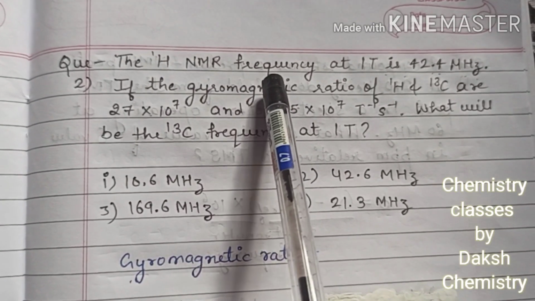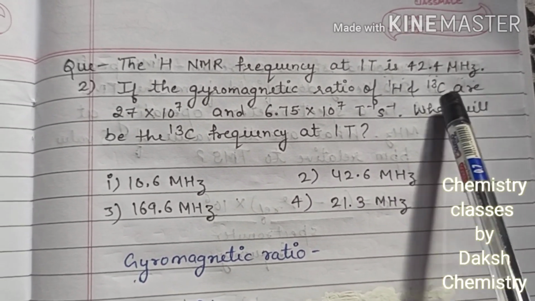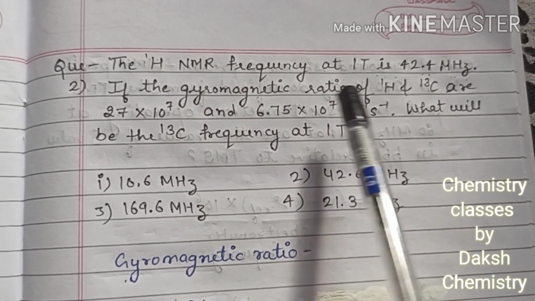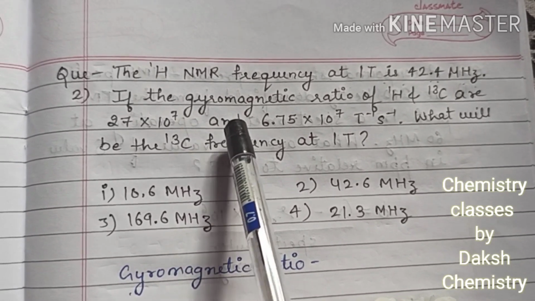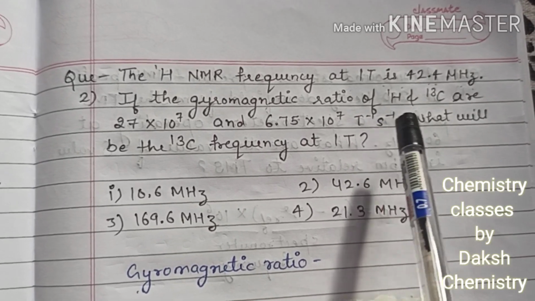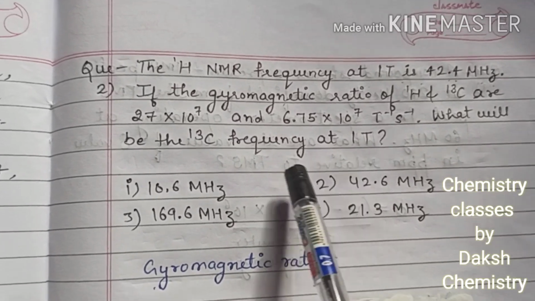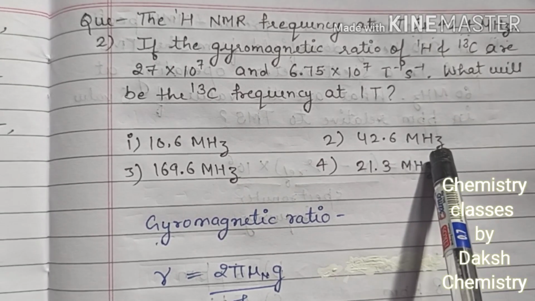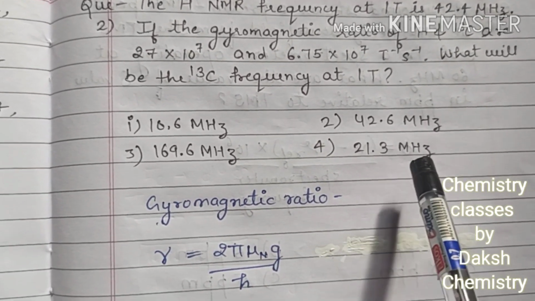Next question: the H1 NMR frequency at 1 Tesla is 42.4 MHz. If the gyromagnetic ratios of H1 and C13 are 27 into 10 to the power 7 per Tesla per second and 6.75 into 10 to the power 7 per Tesla per second, what will be the C13 frequency at 1 Tesla? The given options are 10.6 MHz, 42.6 MHz, 169.6 MHz and 21.3 MHz.